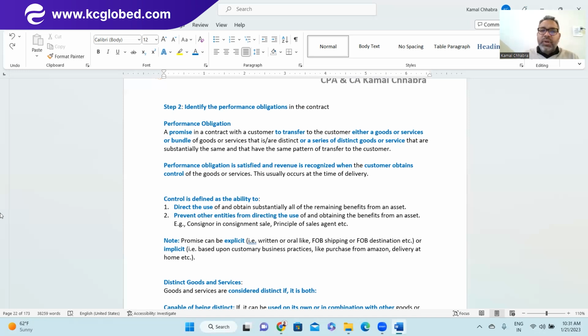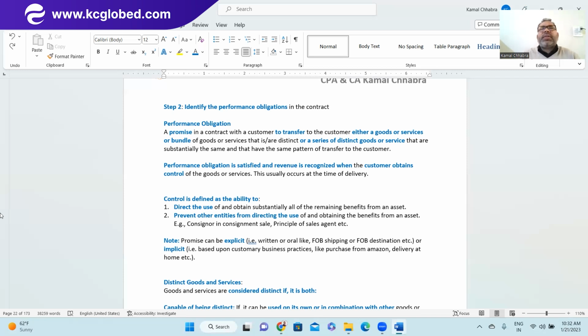So if you look at the second line, either goods and services or a bundle of goods and services. Here the contractor needs to provide a bundle of goods and services, that are distinct, or a series of goods and services. We'll come to the series later, that's altogether a different concept. So first let's understand the supply of goods and services.